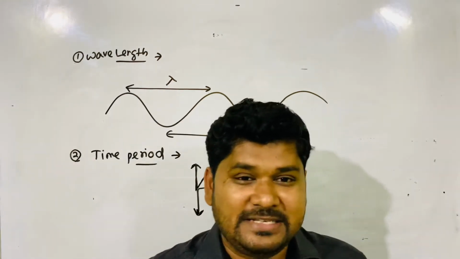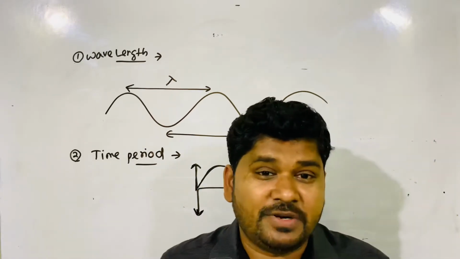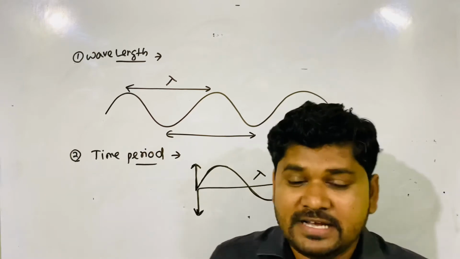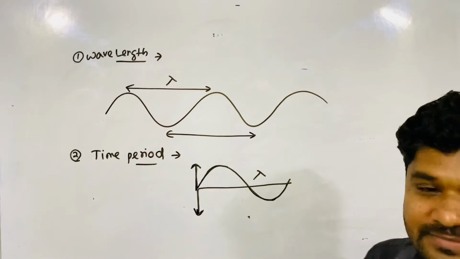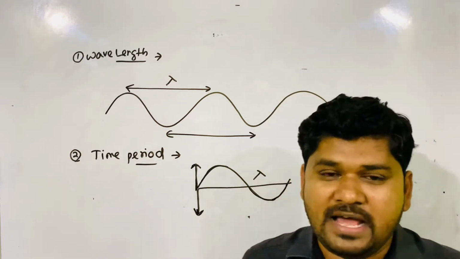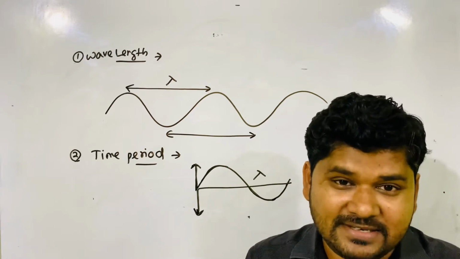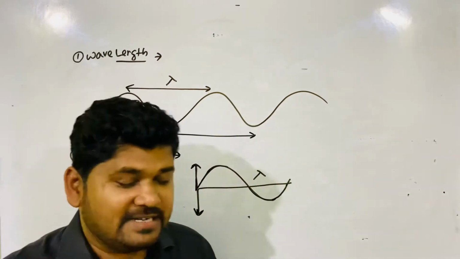In terms of oscillation, the time taken by one particle to complete one oscillation is called time period. Or you can say the time taken by the wave to travel a distance equal to lambda is also called time period. Its SI unit is second.